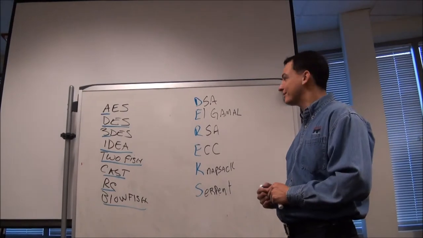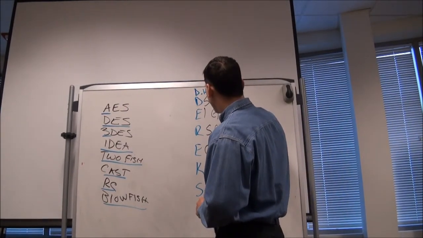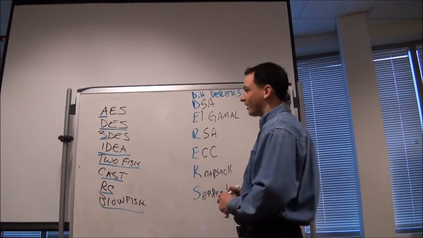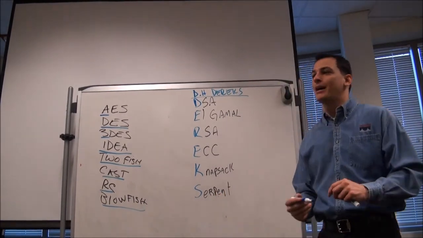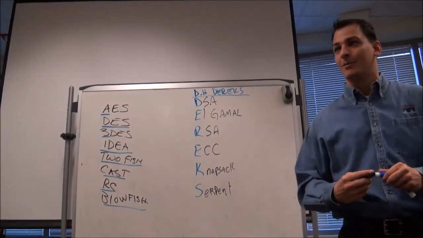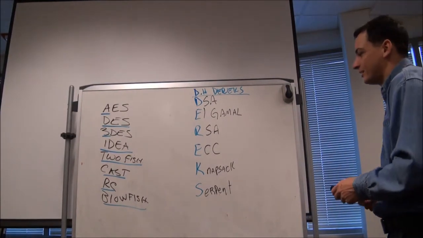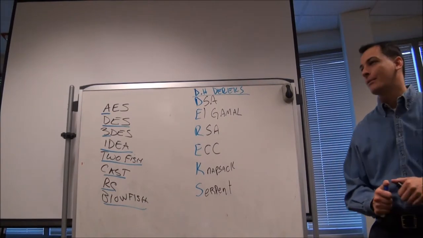D.H. Derek's. You can do D.H. Derek's, like a company name. That works. D.H. Derek's. Those are all names anyway, right? Yeah. You just made me change the model. It's now the D.H. Derek's model: Diffie-Hellman, DSA, ElGamal, RSA, ECC, knapsack, serpent. You're right though. Somehow I missed that when I made this up.